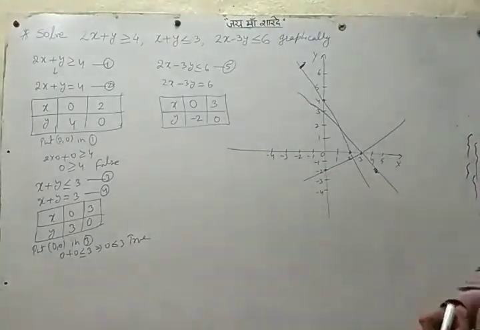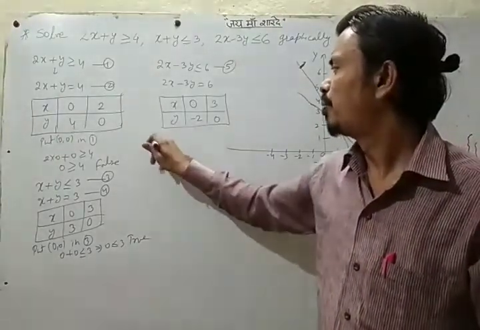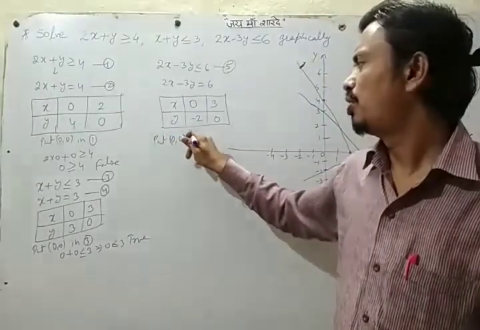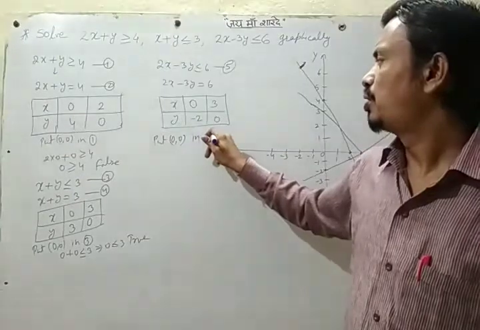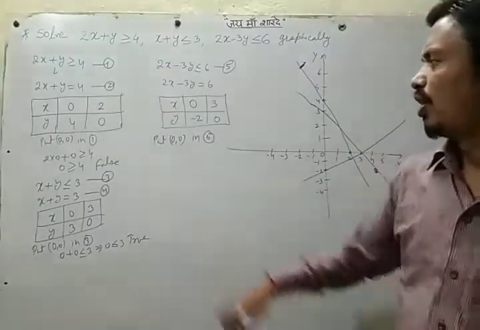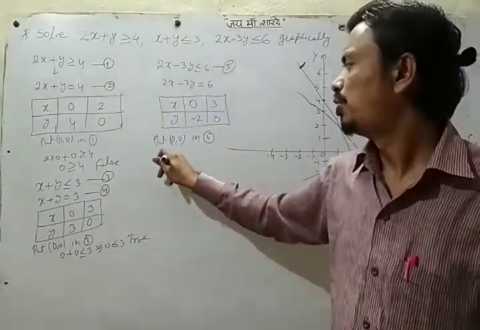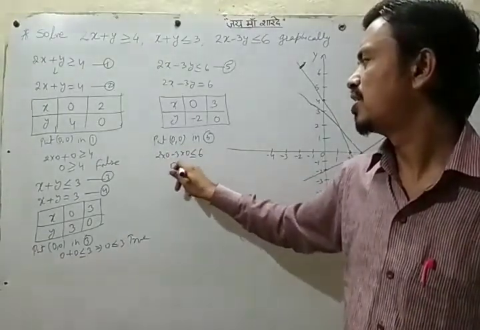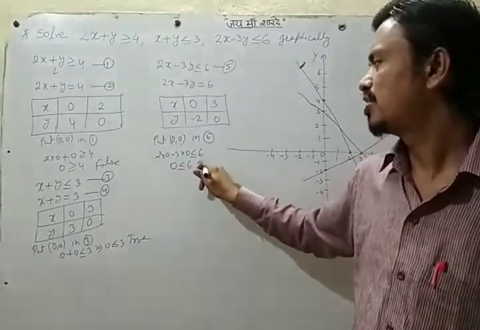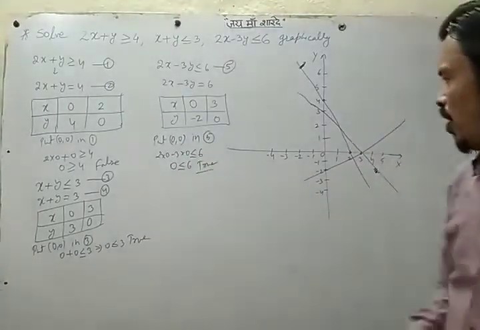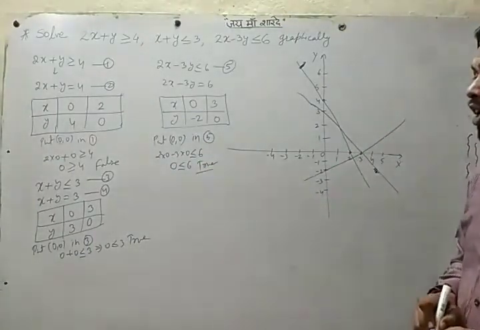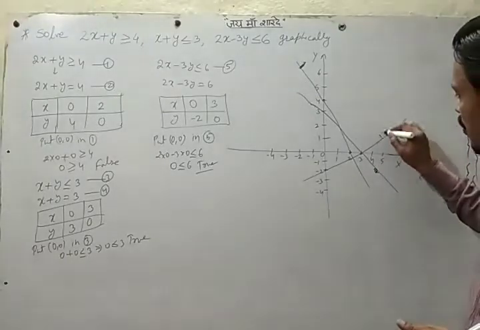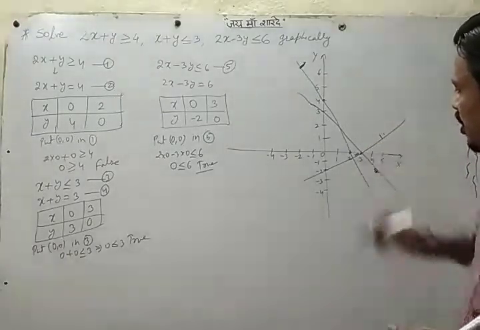Now for its region, we put (0, 0) again because this line is also not passing through (0, 0). What do you get? 2 into 0 minus 3 into 0 is less than or equal to 6, means 0 less than 6. True? Yes, it is true. So the shaded region where the origin lies will be our solution for this inequation, this side.